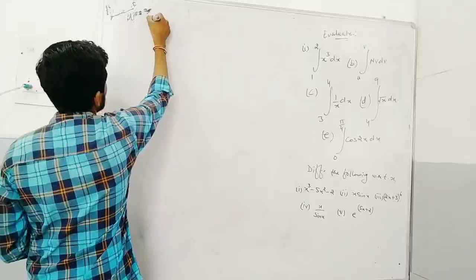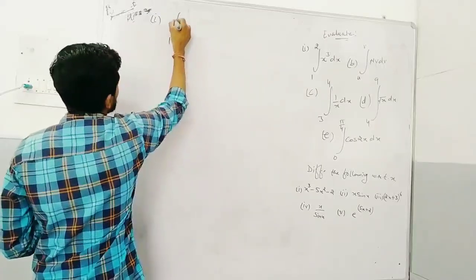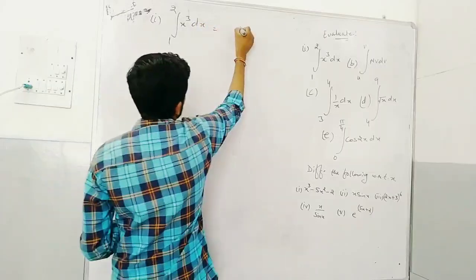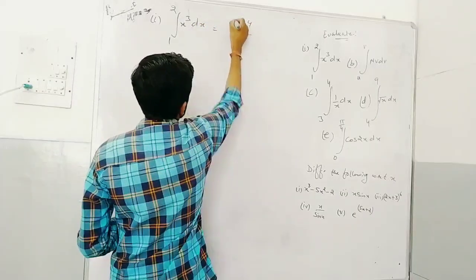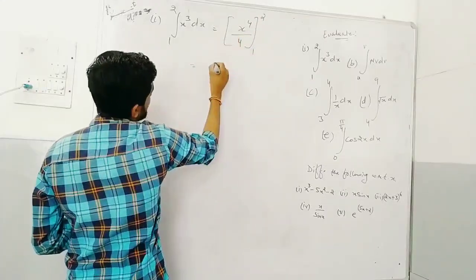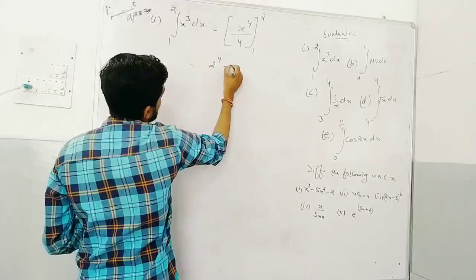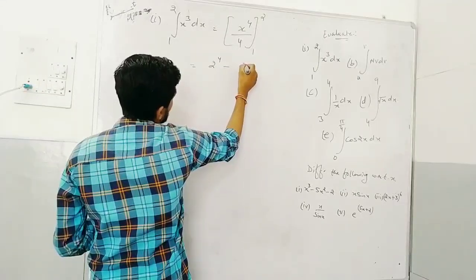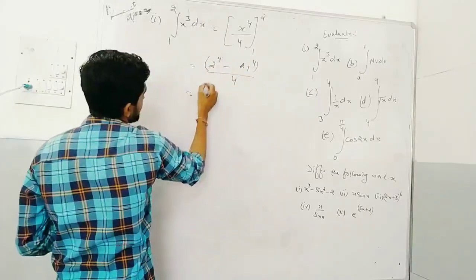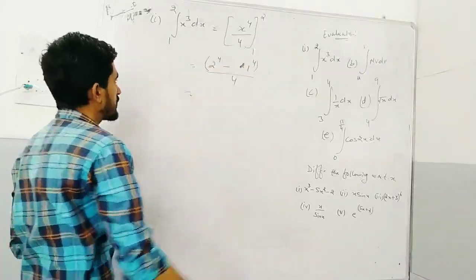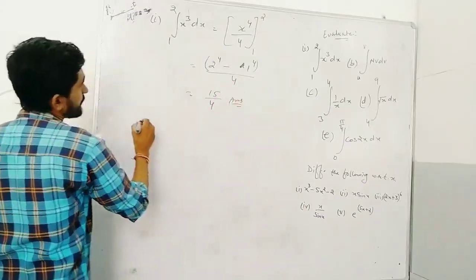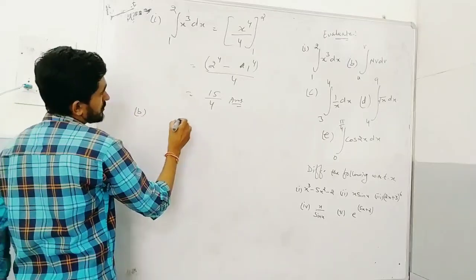First part we have integration 1 to 2 x cube dx. What does it come to? x to the power 4 upon 4, limits 1 to 2. Answer will be upper limit minus lower limit, 2 to the power 4 minus 1 to the power 4, upon 4. This gives 16 minus 1, 15 by 4. Answer for first part.